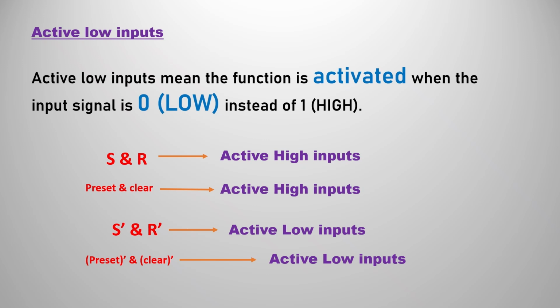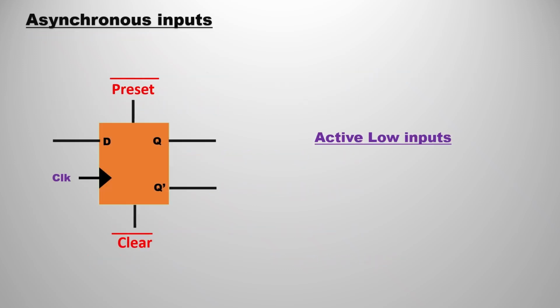So instead of representing the bars, we can represent them in the normal format S and R, and we can say them as active low inputs. These are the asynchronous inputs only, but we call them active low inputs because we can represent them as preset bar or clear bar, or simply as preset and clear, and mention that those are active low inputs. Both representations are correct. We somewhat discussed these active low inputs in the video called NAND latch. You can check out that video. I am giving that video in the description box.